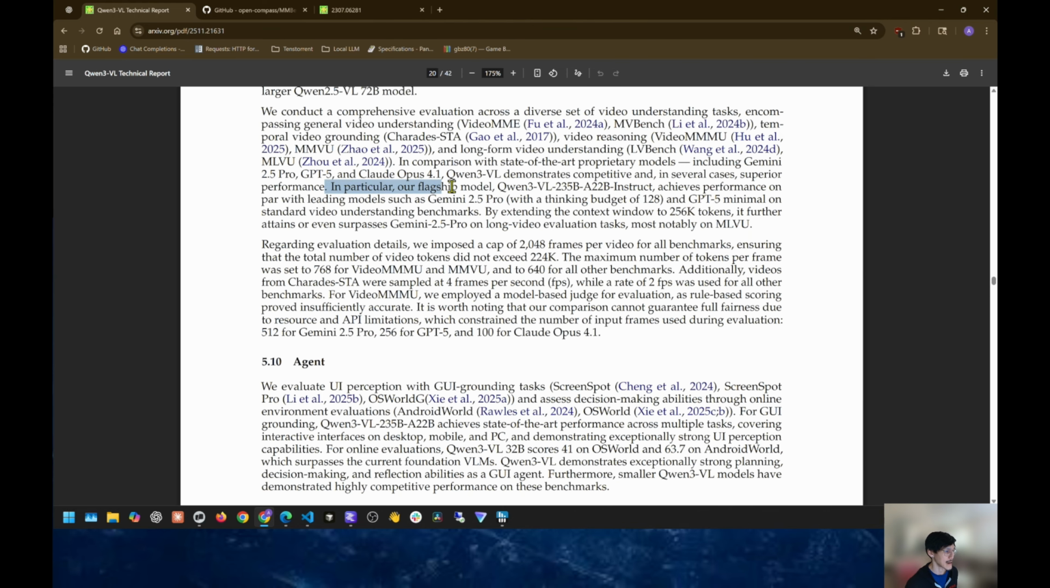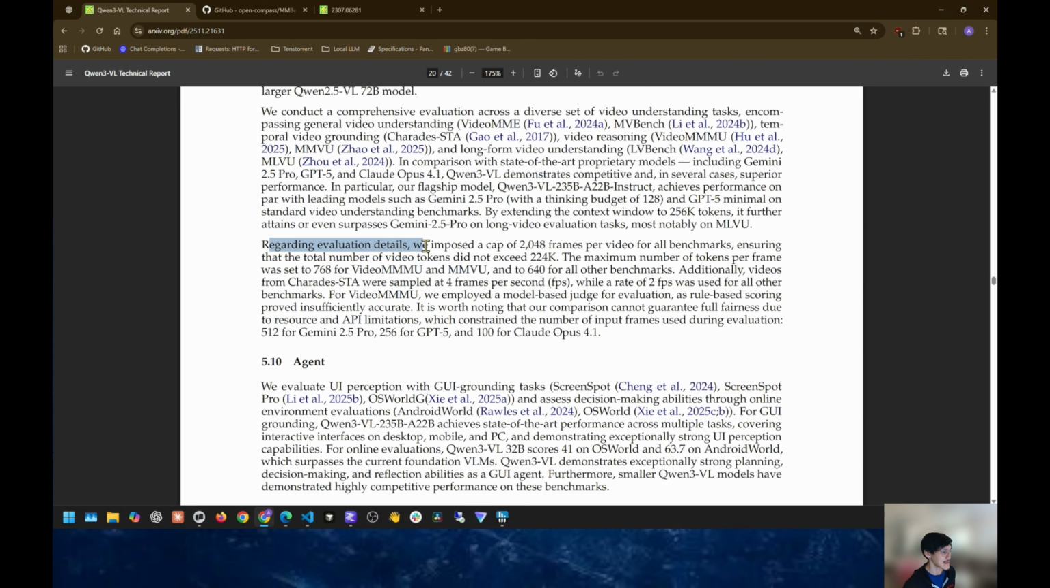In particular, our flagship model, Qwen3-VL-235B-A22B-Instruct, achieves performance on par with leading models such as Gemini 2.5 Pro with a thinking budget of 128 and GPT-5 minimal on standard video understanding benchmarks. By extending the context window to 256K tokens, it further attains or even surpasses Gemini 2.5 Pro on long video evaluation tasks, most notably on MLVU.